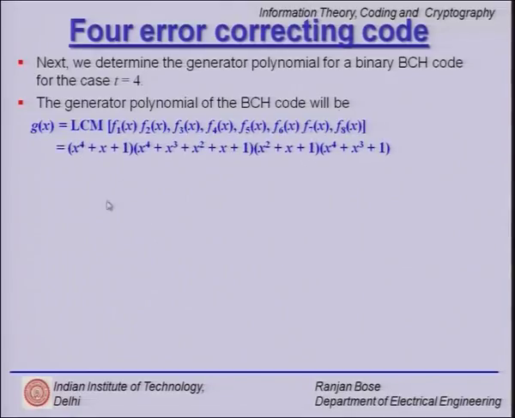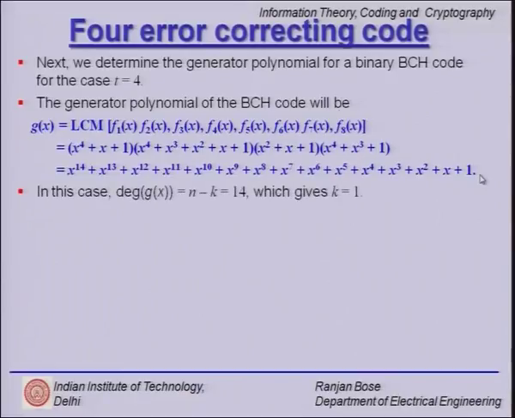And once we multiply it out and get the LCM, we get a very interesting g of x. It contains all the terms x raised to the power 14 plus x raised to the power 13 plus x raised to the power 12, and so on and so forth up to x plus 1.